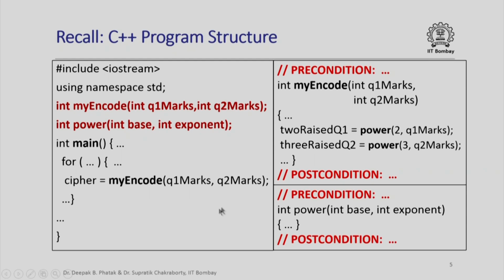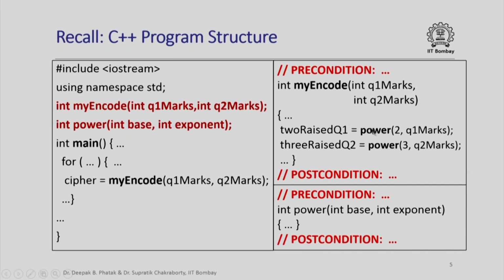Here is the structure of a simple C++ program that we have looked at earlier for solving the same problem. In this C++ program, of which I have just shown the skeleton here, only highlighting the parts where function calls are made, there are two functions, myencode and power. Inside the main function we have a for loop which iterates over all the students in the class, reads their marks and then invokes the function myencode to compute the encoded form of quiz 1 marks and quiz 2 marks.